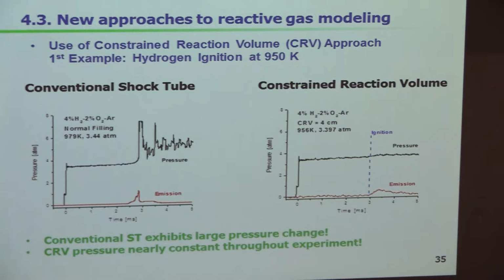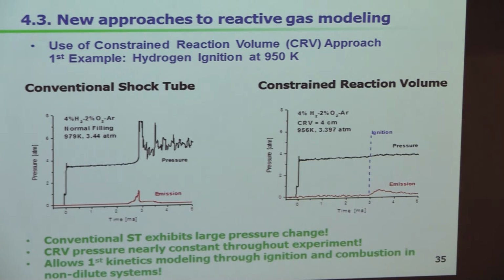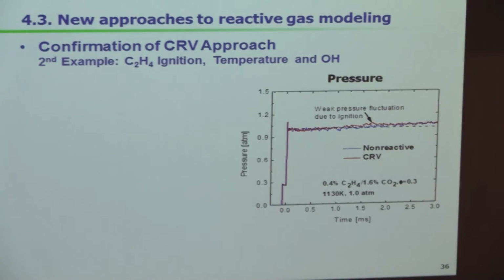So that's, I think, an interesting and valuable concept that we've come up with. So why do I care? It means that we can model throughout the combustion. So not only can we measure by emission the ignition delay time, we want to measure the continuing evolution of species. I think I'm going to show that.